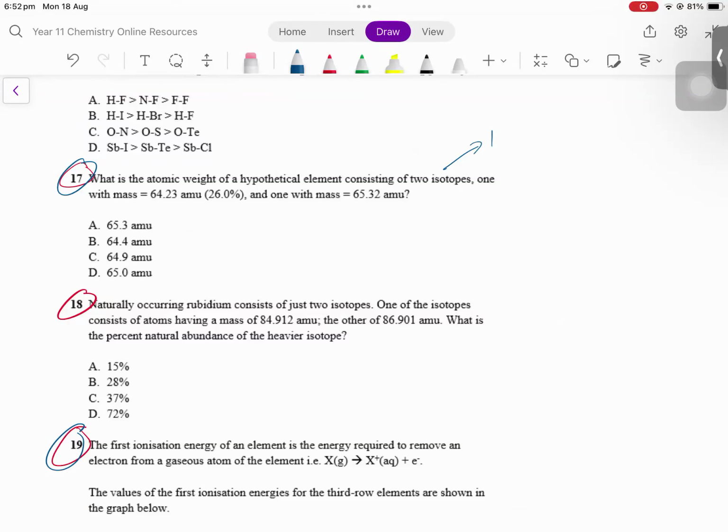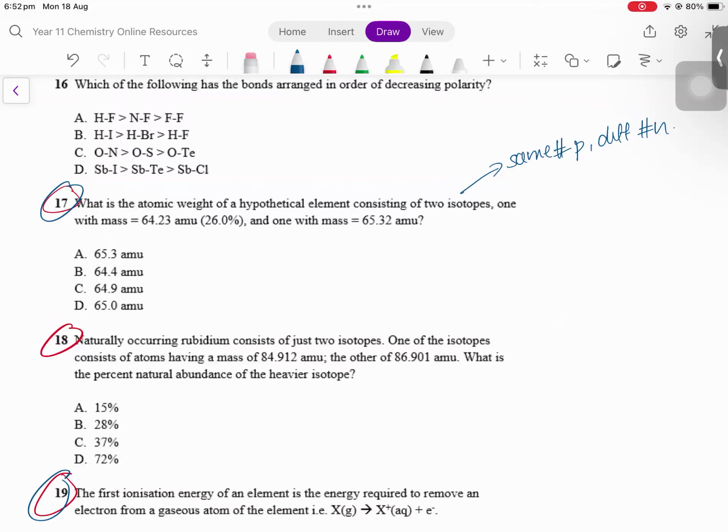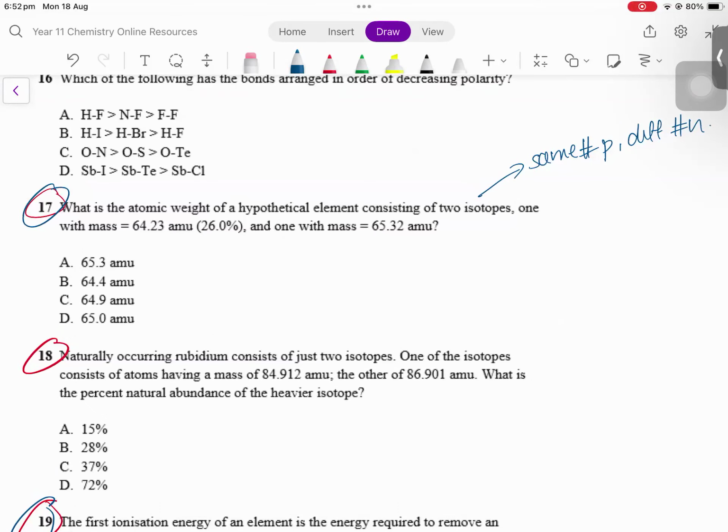An isotope has the same number of protons and a different number of neutrons, right? Same number of protons, different numbers of neutrons. We are going to use these questions as a bouncing board to revise the rest of the content. So if you notice I don't answer the question straight away or I keep asking you a few things, that's because we're not just doing this for the sake of the question. We'll be revising a few things as we go.